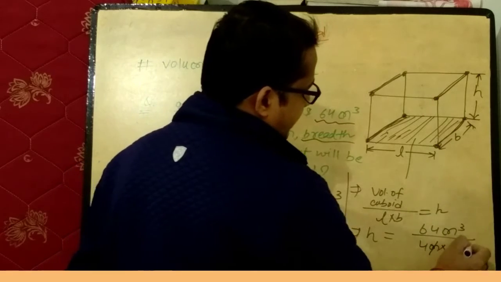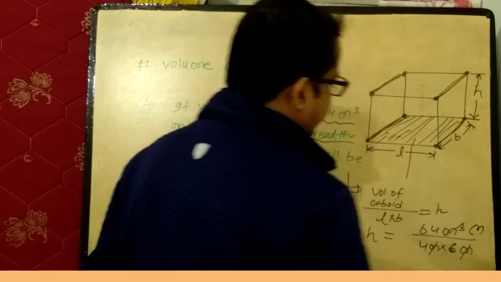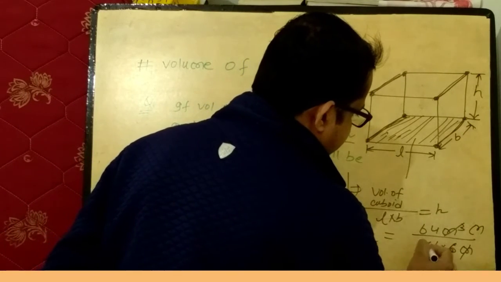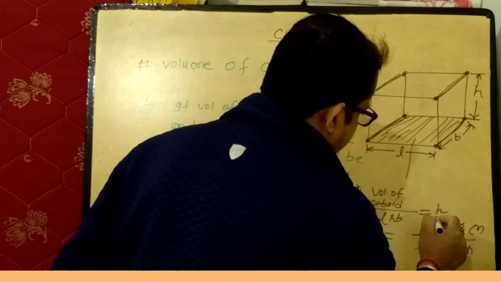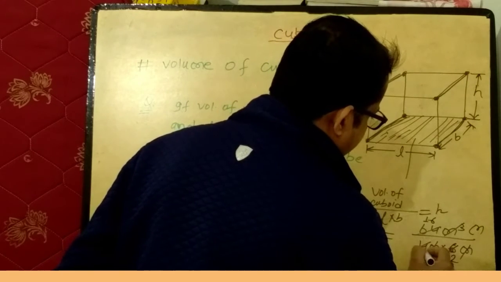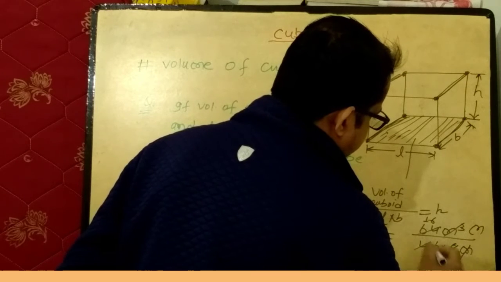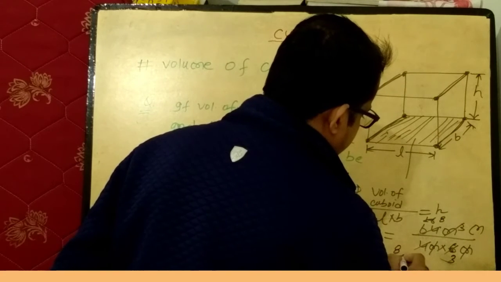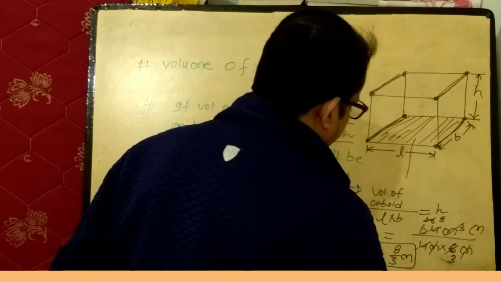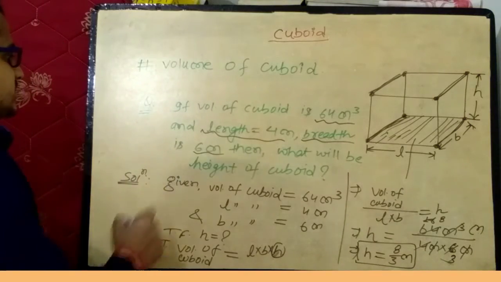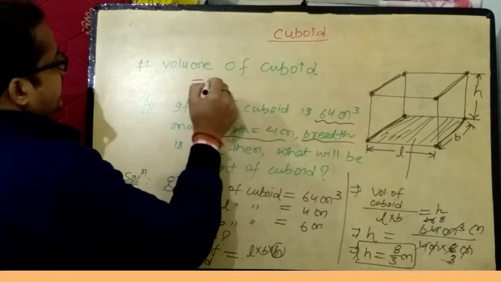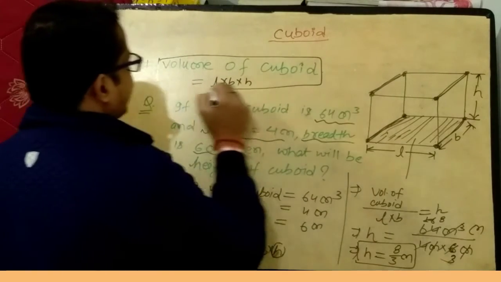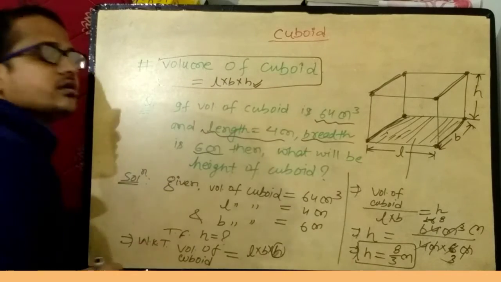This meter and meter will get cancelled out, leaving meter square. And this 16, 2 times 2 is 4... 2 threes are 6 and 2 eights are 16. So 8 upon 3 meter is the height of this cuboid. By using this formula, volume of cuboid equals L into B into H, we can easily calculate the height of this cuboid.